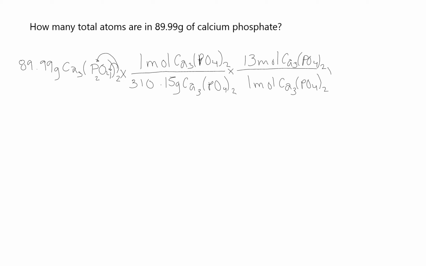And then we multiply again. So we go from 1 mole of calcium phosphate to atoms, which is 6.02 times 10 to the 23rd calcium phosphate to get the total amount of atoms.